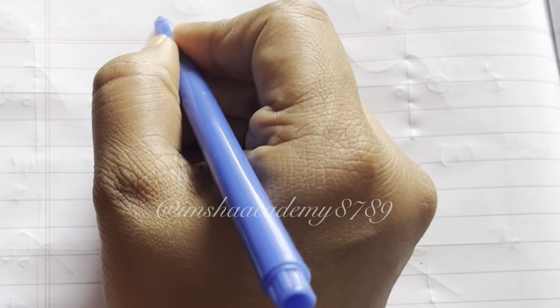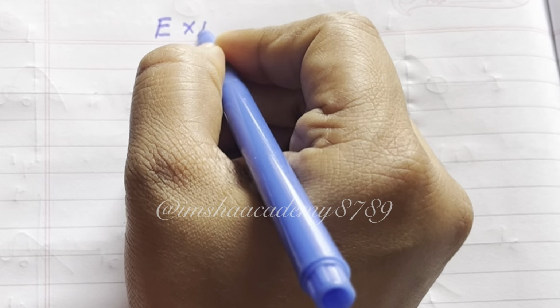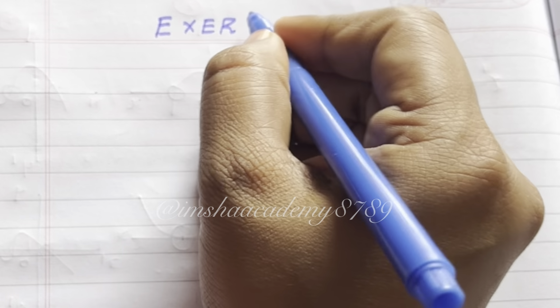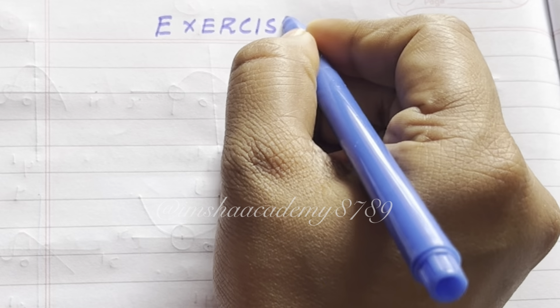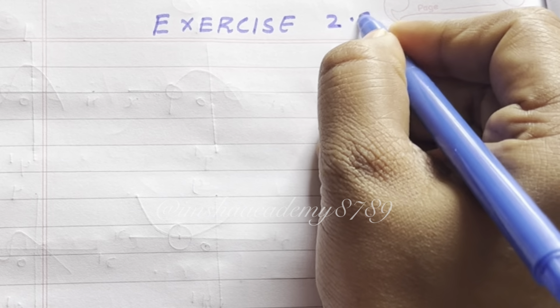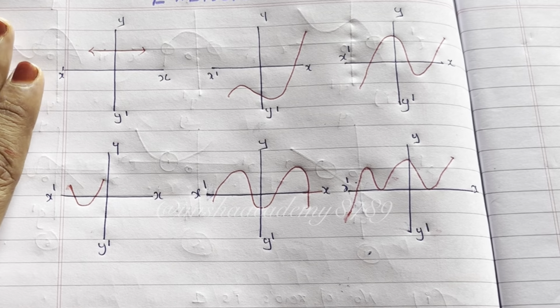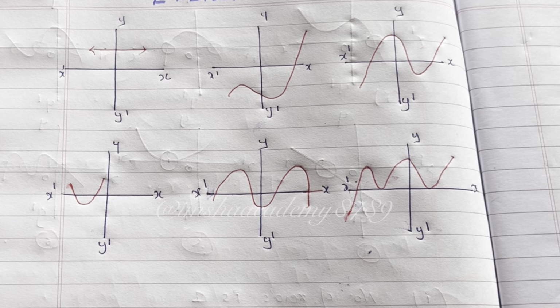Now in exercise 2.1, we have a similar question which we solved previously. The question is, we have to find the number of zeros by seeing the graph. Let me write the question, then I'll explain it to you. So this is the question. Here we have to find the number of zeros in each case.